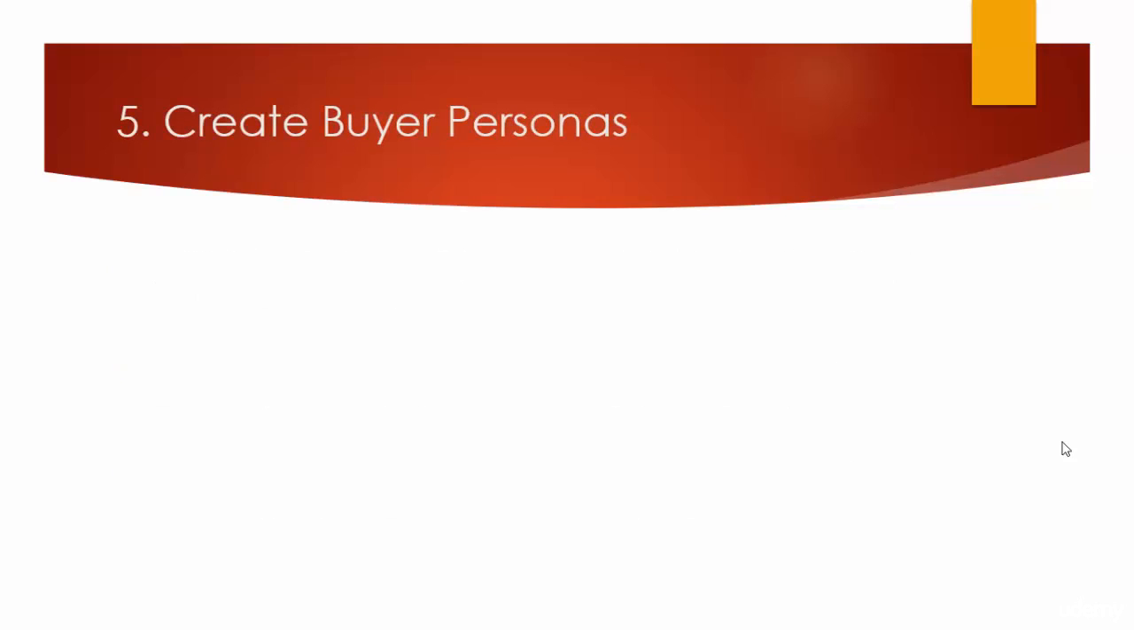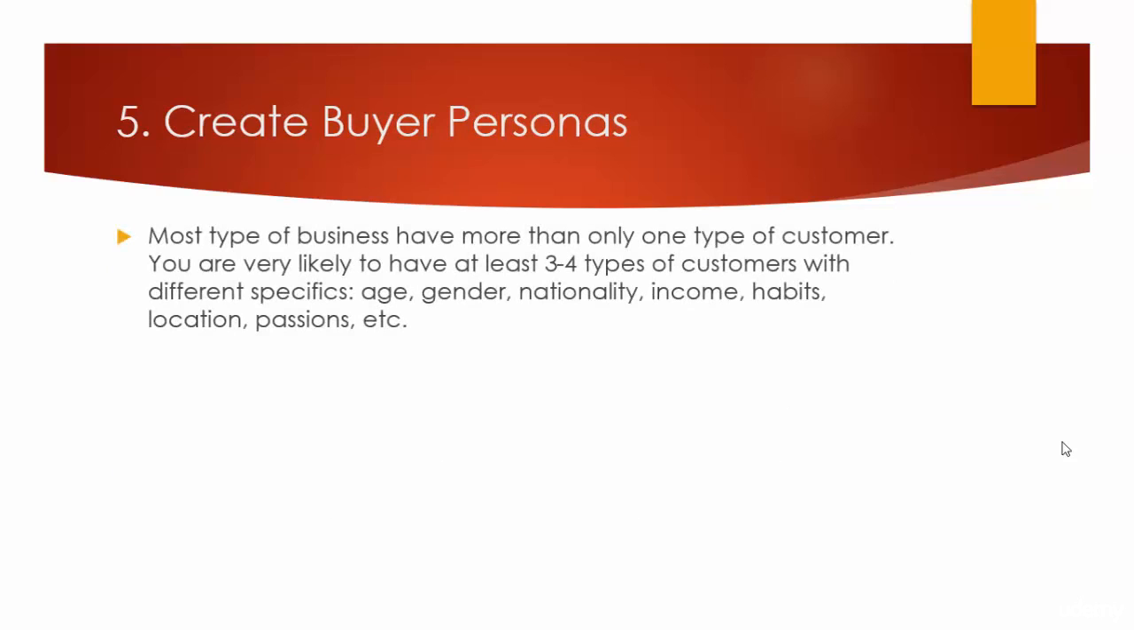Now, tip number 5, create buyer personas. Why you should do that? Most types of businesses have more than only one type of customer. You are very likely to have at least 3-4 types of customers with different specifics: age, gender, nationality, income, habits, location, passions. For example, big brands like Coca-Cola, or maybe this is too general an example, they don't have only one type of person that practically buys and drinks Coca-Cola. They have multiple types.